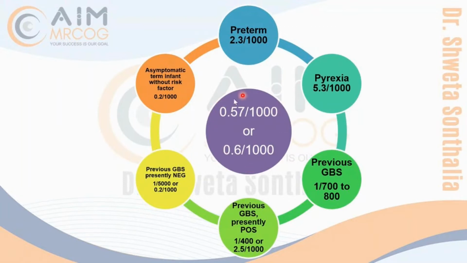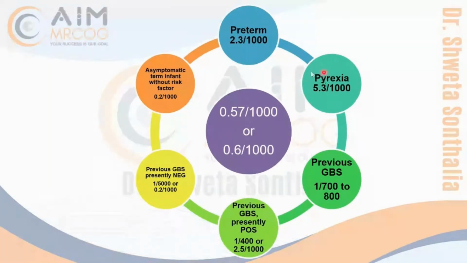Even if you test or not test, it is the general prevalence of GBS in the baby. Now, if it is preterm, the risk will increase further because we know preterms are more at risk. That's why you are giving it irrespective of the status. So how much more at risk? Approximately four times of this, so 2.3 per thousand. Very important.